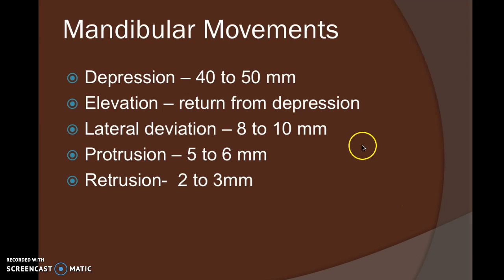Lateral deviation is typically measured at 8 to 10 millimeters. Protrusion, which is just taking the lower jaw forward so the bottom teeth move forward of the top teeth, is 5 to 6 millimeters, and retrusion is minimal at 2 to 3 millimeters.